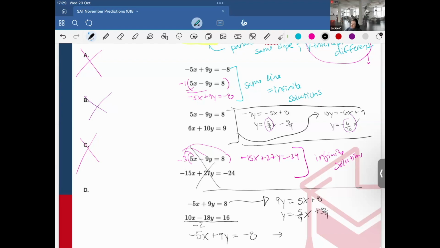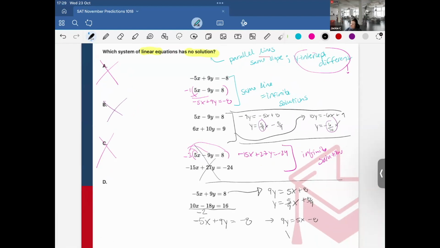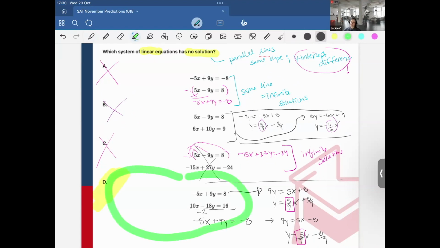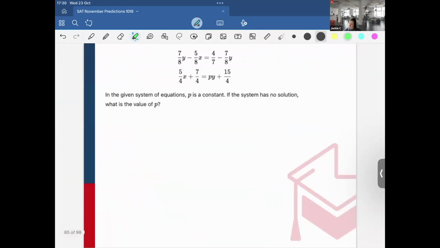And this one here rearranged, same thing. 9y equals 5x minus 8. And so y is equal to 5/9 x minus 8/9. They do have a different y-intercept. And I can see that the slopes are indeed the same. So therefore, I can safely choose option D. But just be careful with these ones. Do not choose the infinite solutions value.